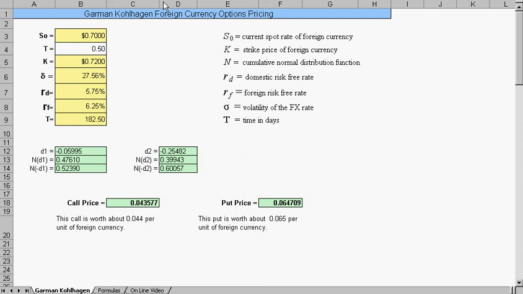In finance, a foreign exchange option is a derivative financial instrument where the owner has the right, but not the obligation, to exchange money denominated in one currency into another currency at a pre-agreed exchange rate on a specified date.